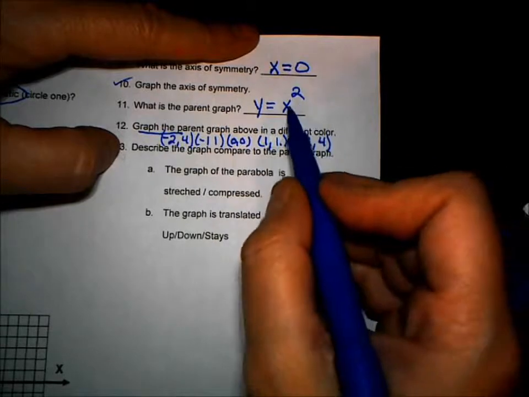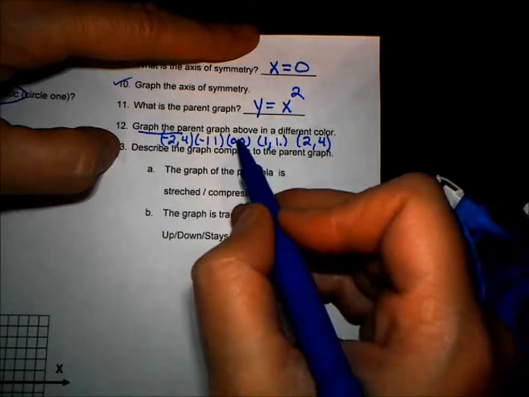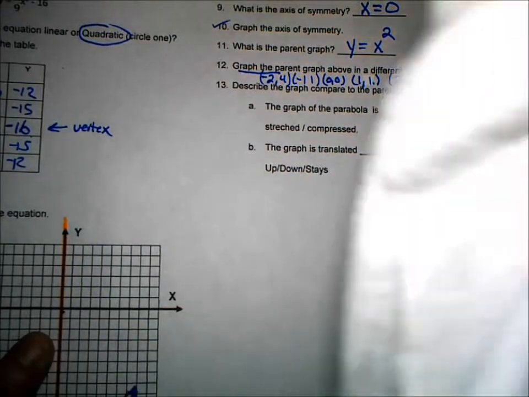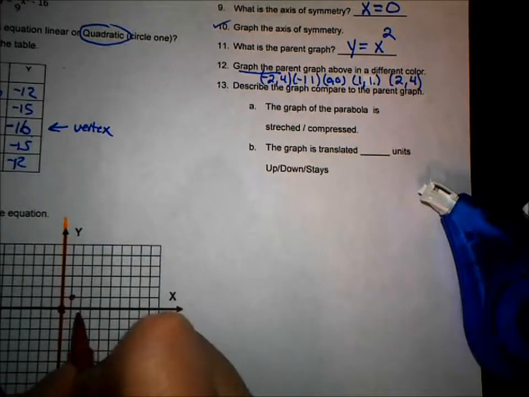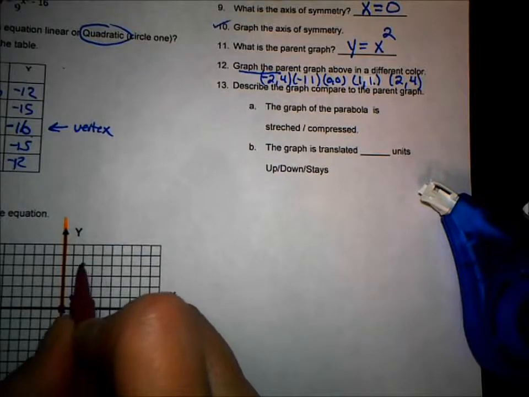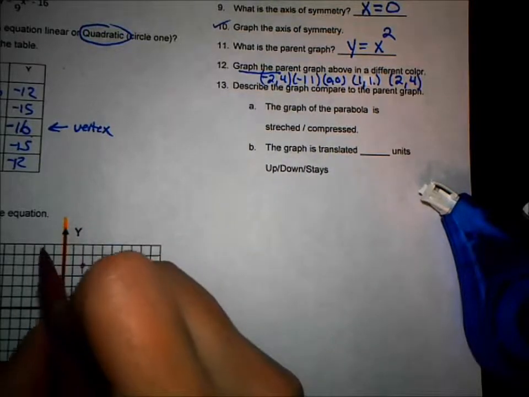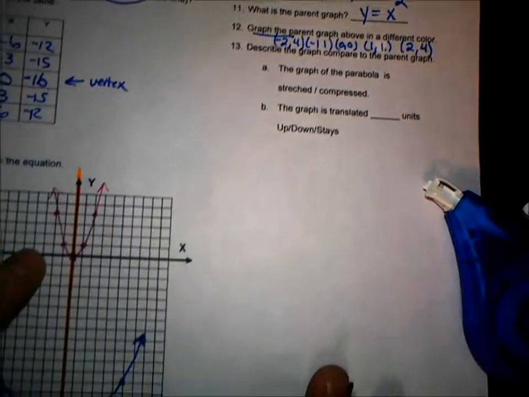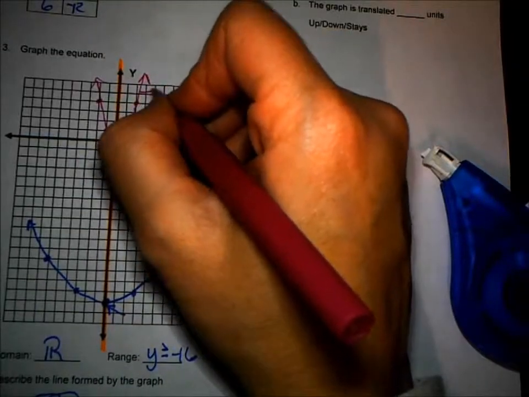parent graph. Realize that's just plugging in your values. 1 squared is 1. If you plug in a 2, 2 squared is 4. Plug in a 0, 0 squared is 0. That's just where I'm getting my points. So I'm going to graph those points on my picture. Okay, and there's a really small little graph there compared to the one that I have down below for graphing the parent graph, and that's what this one represents, is your parent graph.